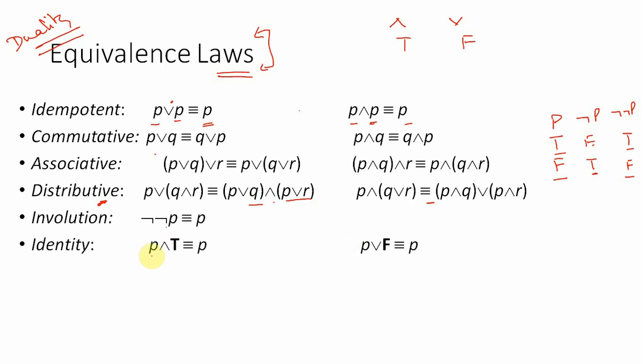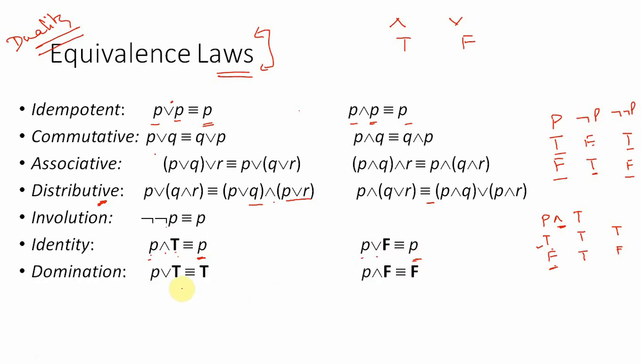Then I have the identity law. P and true is equivalent to P. Let's see this one. If I have P and true, P can have two possible values, true and false, right? This is the AND operation, the conjunction operation. True and true is going to be true, which is the same as P. False and true is going to be false, which is once again the same as P. So I can write P and true is equal to P. The dual, by interchanging conjunction with disjunction and true with false, is P or false is equal to P. Then I have the domination laws.